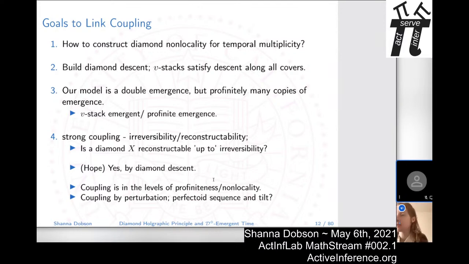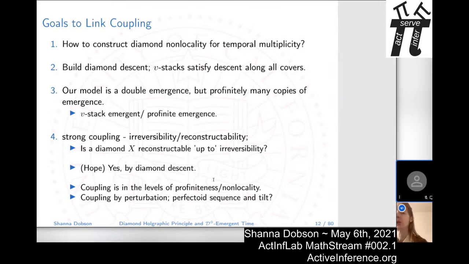So I'll have to build this diamond descent. And then again, these V stacks are going to have to satisfy this gluing condition. That's fine. Our model is a double emergence, but it's profinitely many copies of emergence. That's what's strange. I told you last time a profinite set was a totally disconnected compact Hausdorff space.